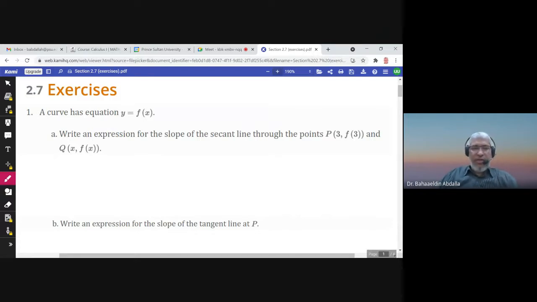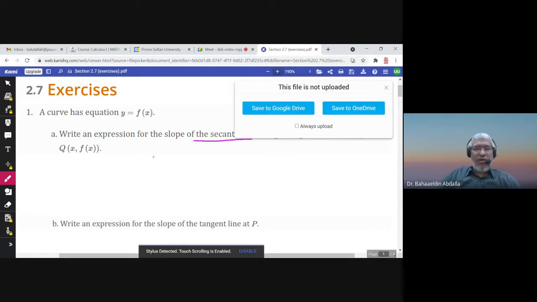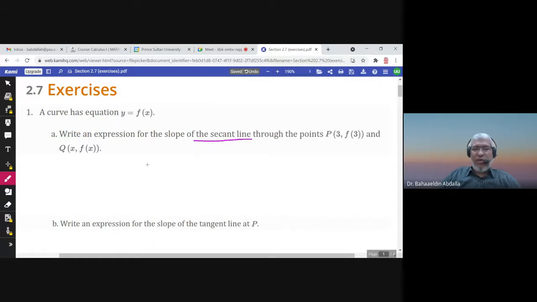Some exercises about section 2.7, which is about derivatives and rates of change. A curve has equation y equals f of x. Write an expression for the slope of the secant line. Well, the slope of the secant line through the two points has the usual definition of slope. It is m between P and Q.